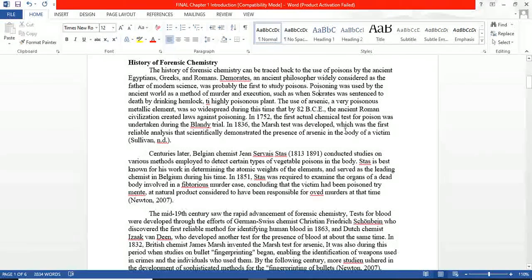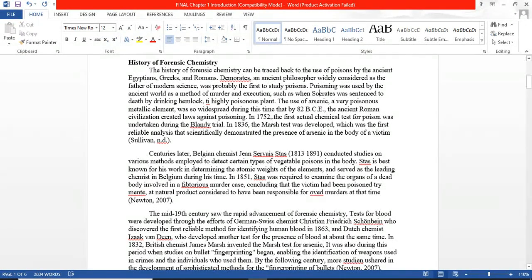The use of arsenic, a very poisonous metallic element, was also widely spread during the time of 82 BCE. The ancient Roman civilization created laws against poisoning. Since there were many sources of poison back then, the Romans became strict and regulated the use of poison. This means it was no longer easy to sell, buy, or obtain poisons at that time.